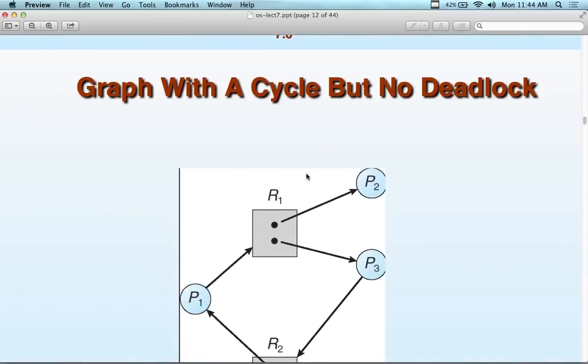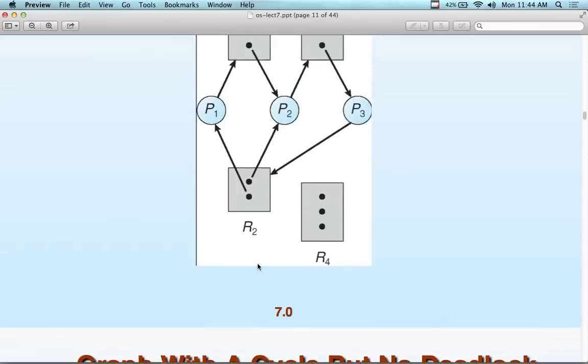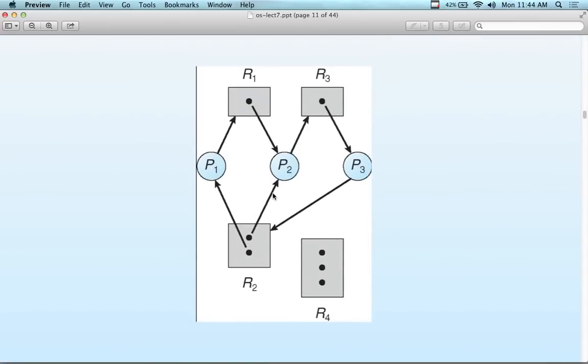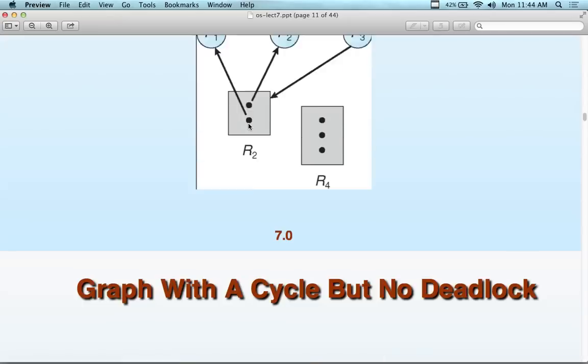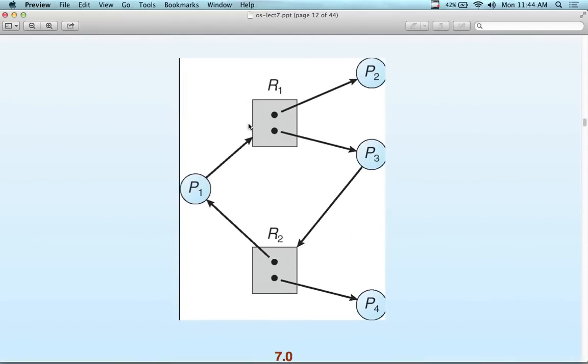So here's a graph with a cycle, but no deadlock, because the cycling is going back and forth between two resources instead of one. So instead of our cycle coming back, and this one here seems to be very popular, that one's very popular, we still have a situation in which we can preempt if we need to, and we have P1 going back and forth. So we do have a cycle, but we're not looking at a deadlock situation.